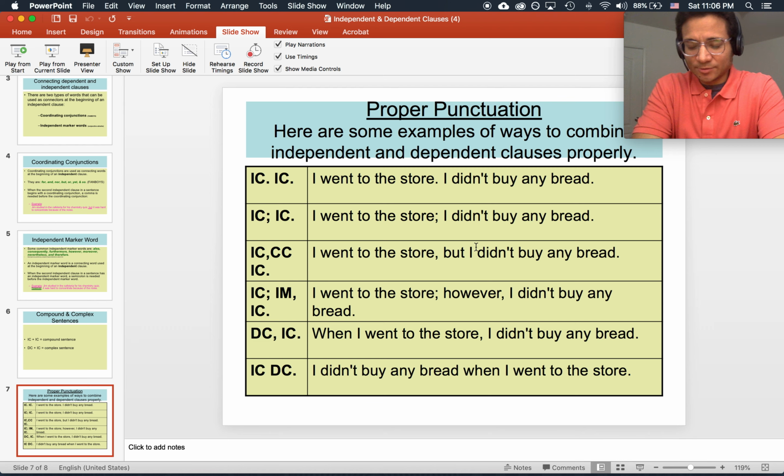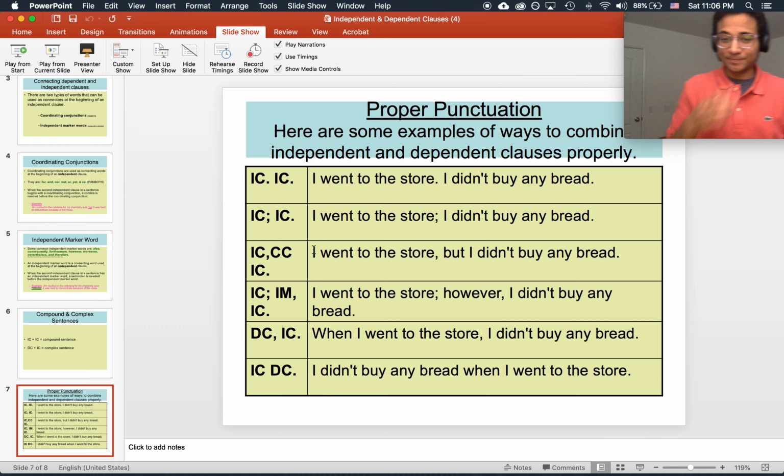Okay, and this one we have a fanboy coordinating conjunction, right? For, and, or, but, yet, so. I went to the store, comma, but I didn't buy any bread. You could say, I went to the store, comma, yet I didn't buy any bread. However. Okay, here's the independent marker. We just learned this. I went to the store, semicolon. However, comma, I didn't buy any bread.